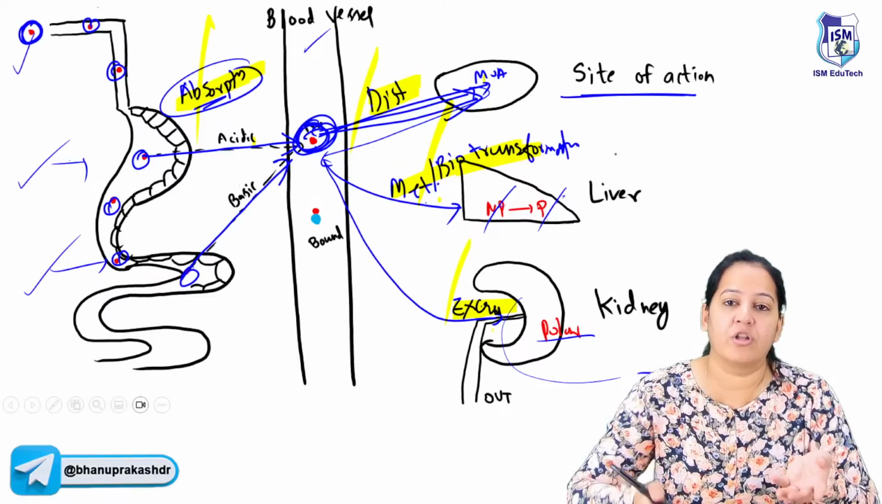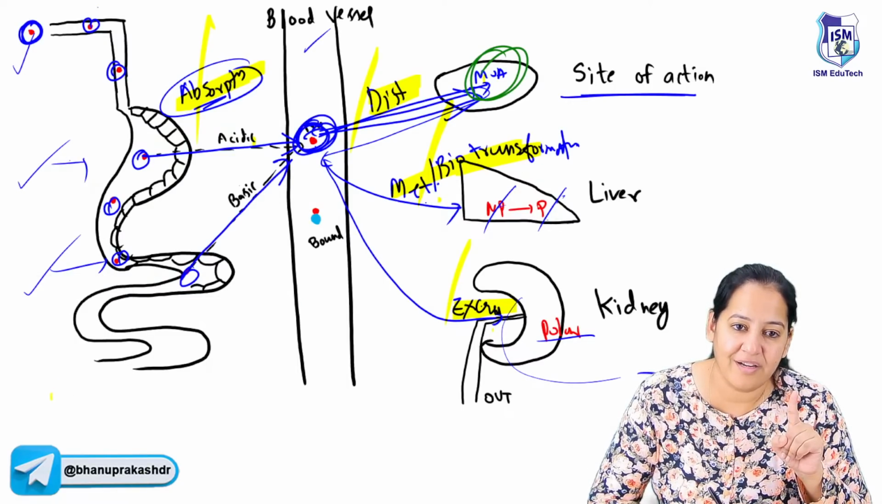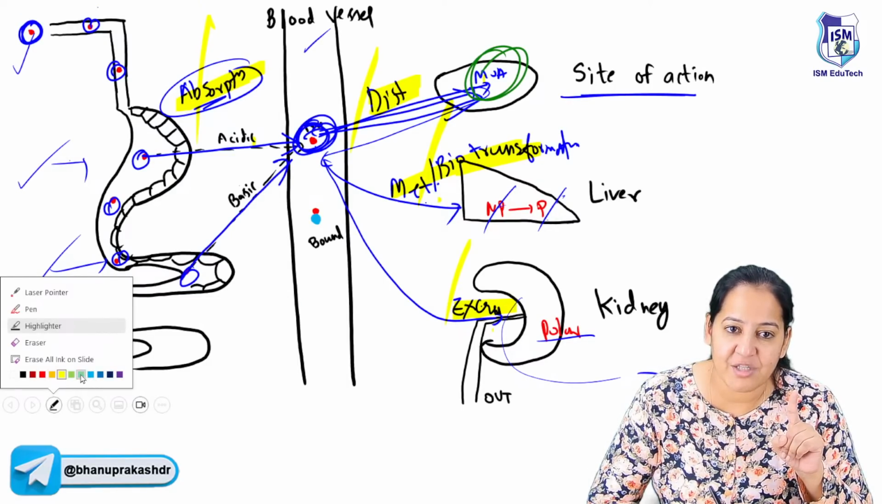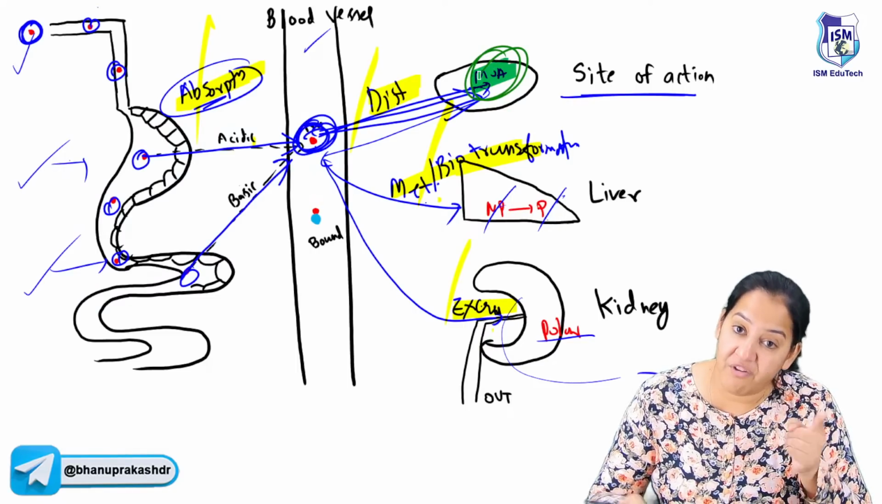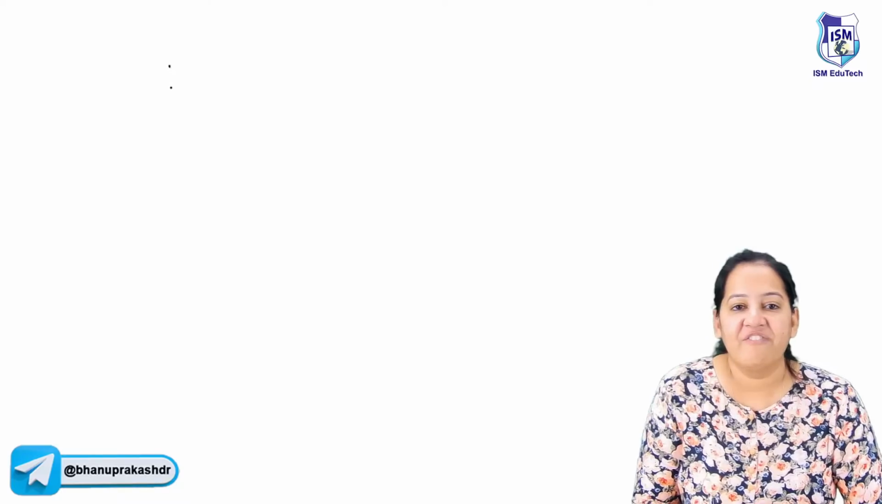What the drug is doing on the body is only one thing, mechanism of action. Drug is showing its mechanism of action. Got it? Drug is showing its mechanism of action on the site of action. This is known as pharmacodynamics. So pharmacodynamics has only one thing. Did you get it?